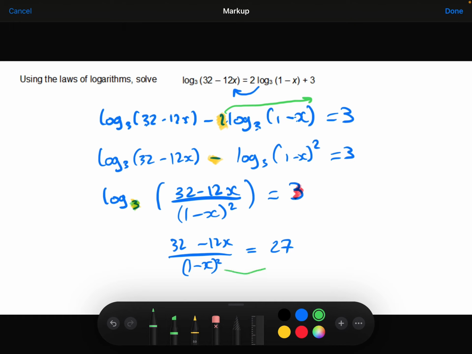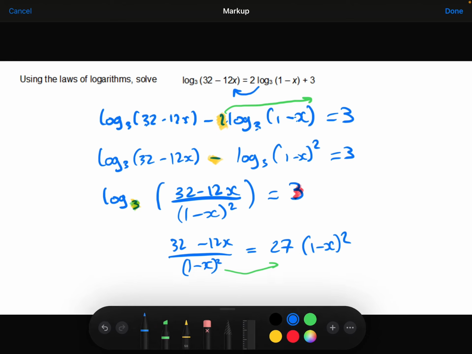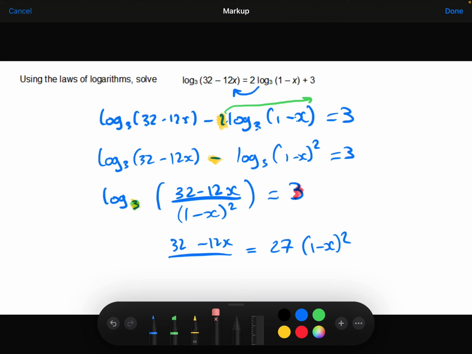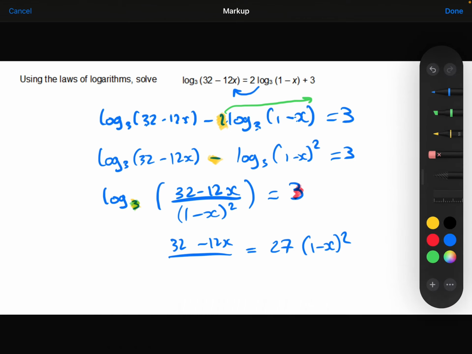I'm now going to multiply both sides by that (1 minus x) all squared to get rid of this fraction. And next we're going to expand these brackets. So we've got the 1 squared minus 2x plus x squared. And now each of those terms is going to get multiplied by 27. So 27 times 1, 27 times the minus 2x, and 27 times the x squared.